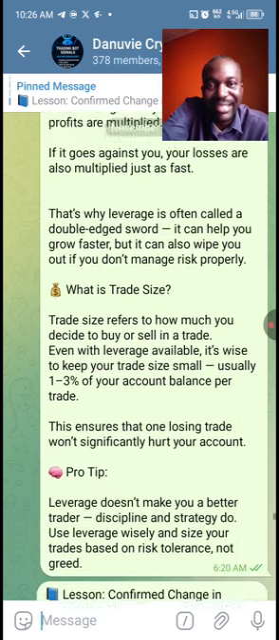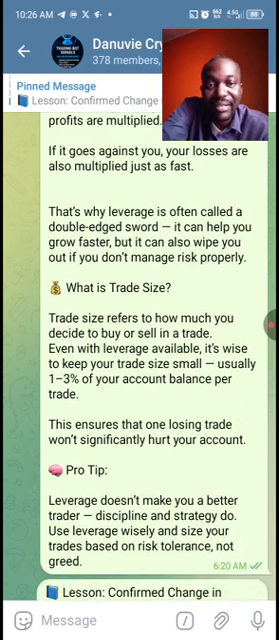We are looking at trade size. So what is trade size? Trade size refers to how much you decide to buy or sell in a trade. So even with leverage available, it's wise to keep your trade size small. You can see that. So now, usually 1 to 3% of your account balance per trade.